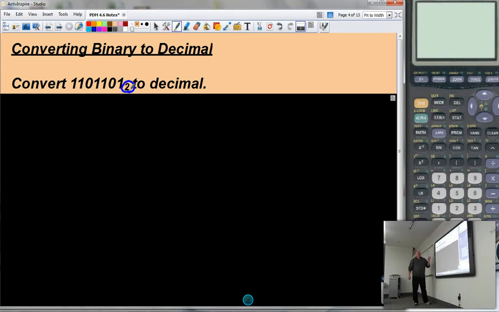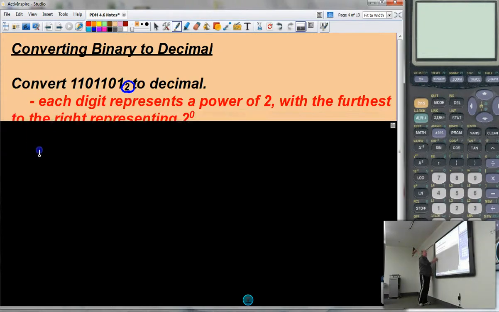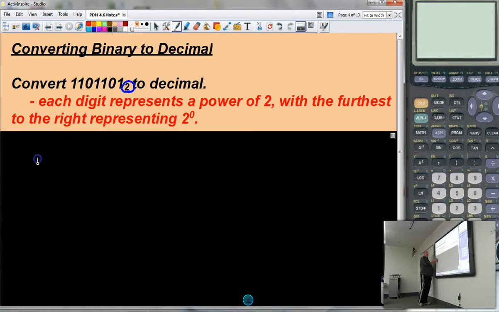So I want to take this binary code and convert it to decimal. This is how it will work. Each digit represents a power of 2, with the furthest to the right representing 2 to the 0. So what I'm going to do here, and again give you a second to write that down, is each of these numbers, 1101101, each of them represents a power of 2.